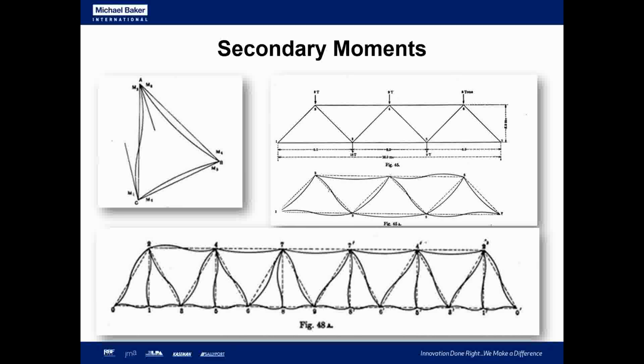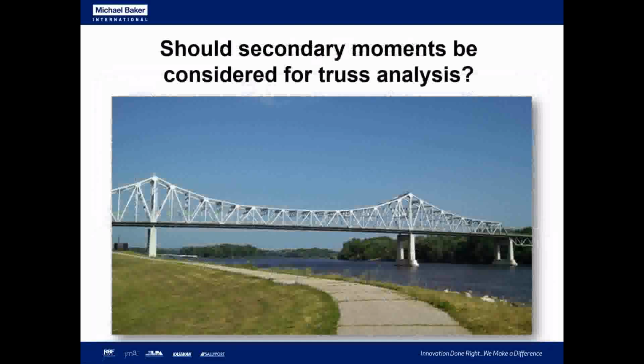The truss shown in this figure here, you could model it with truss elements. If the loads were all applied at the joints, then it would be in equilibrium. But because of the joint rigidity, you get this curving of the members, which then creates a secondary moment. So a big question is, should secondary moments be considered for truss analysis? Bridge engineers have been debating this question for over 100 years, really.